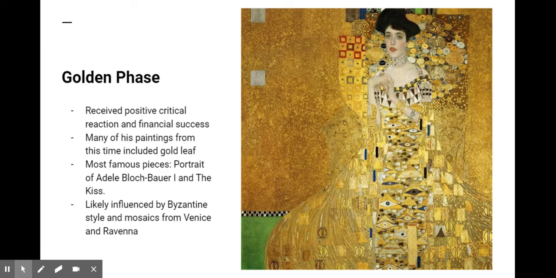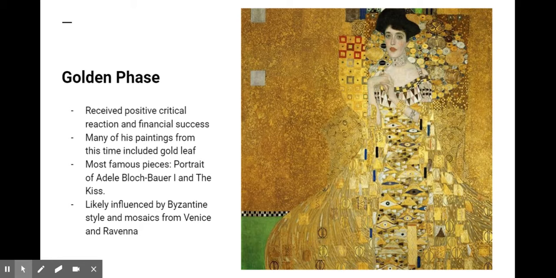Klimt's golden phase was marked by positive critical reaction and financial success. Many of his paintings from this period included gold leaf. Klimt had previously used gold in his works, although the pieces most popularly associated with this period are the portrait of Adele Bloch-Bauer and The Kiss.